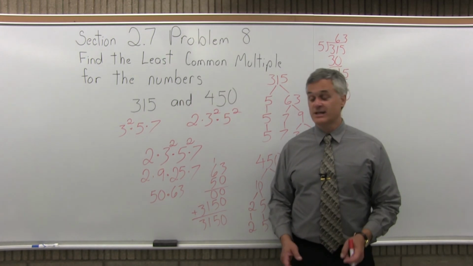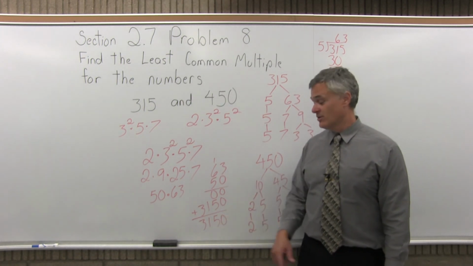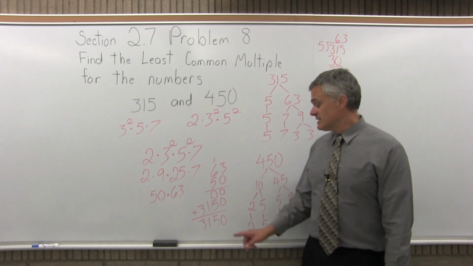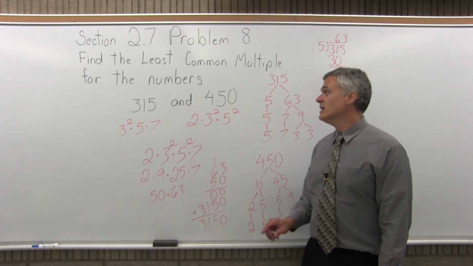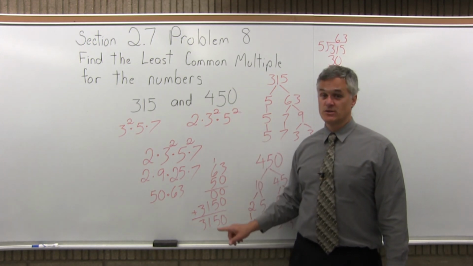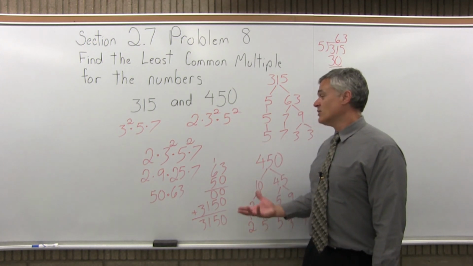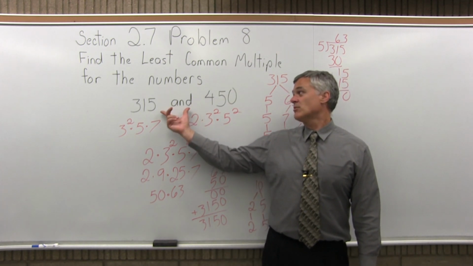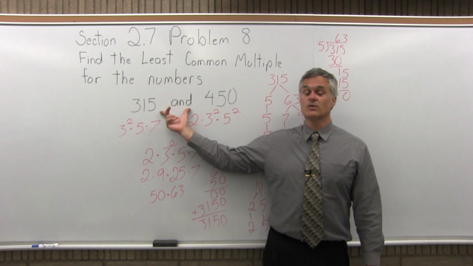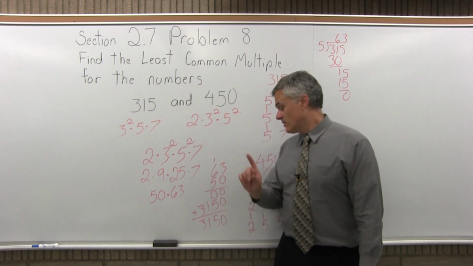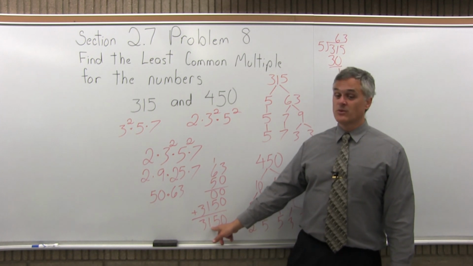If I were doing this on a test, I wouldn't count on it. I'd actually write it out the long way. So we got an answer of 3,150. What that means is that's the smallest value that 315 will divide into evenly, and 450 will also divide into evenly. And again, the reason why that's important is if we had a problem that had fractions in the problem, and 315 and 450 were the denominators of those fractions, our lowest common denominator would be this number, 3,150.